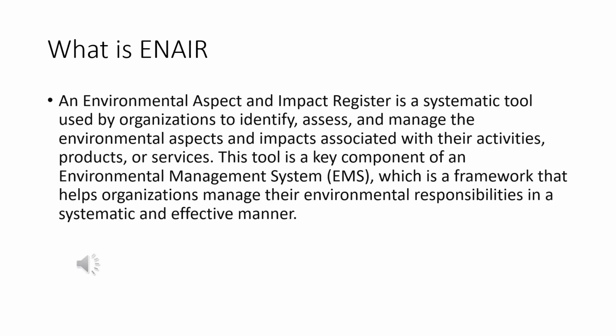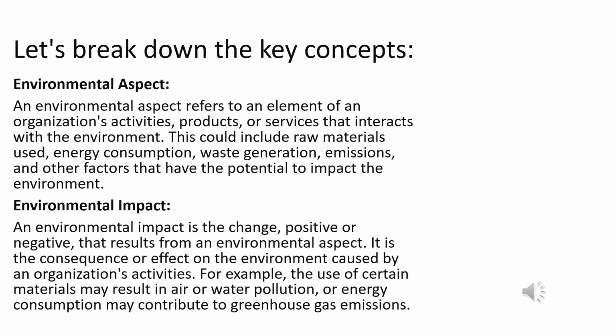An environmental aspect and impact register is a systematic tool used by organizations to identify, assess, and manage the environmental aspects and impacts associated with their activities, products, or services. This tool is a key component of an environmental management system, EMS, which is a framework that helps organizations manage their environmental responsibilities in a systematic and effective manner. Let's break down the key concepts.